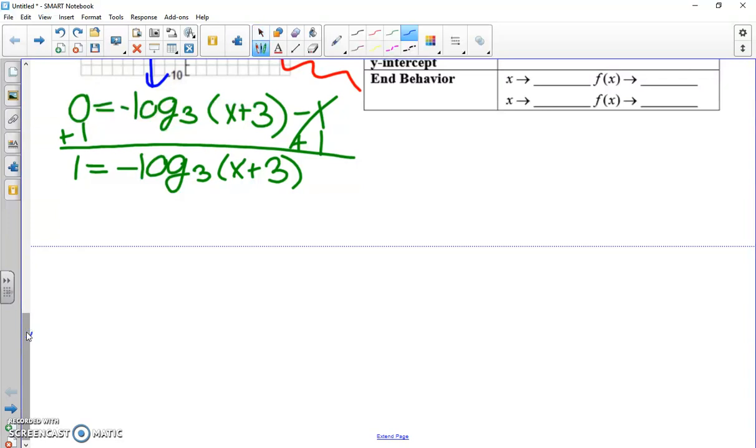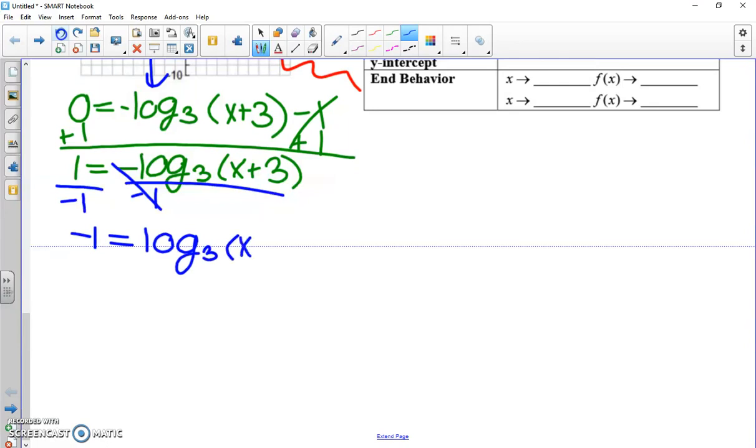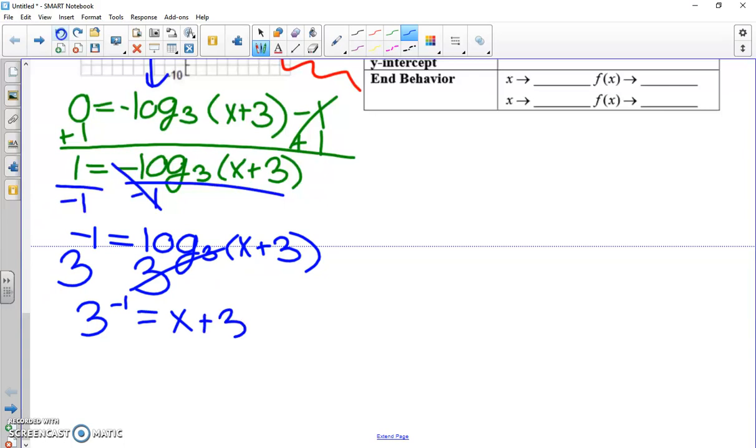Okay, and then you can't do a base of 3 yet, because if I put a 3 here, that negative is in the way, right? So we can't do that. Instead, we have to divide by -1 first. So that cancels. We get -1 equals log base 3, x plus 3. Okay, and then we put a 3 down. So those cancel. We have 3 to the -1 equals x plus 3.